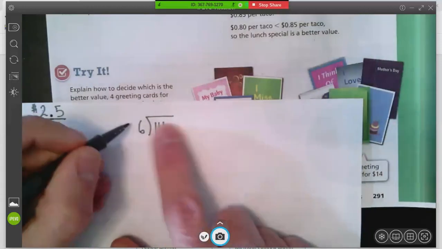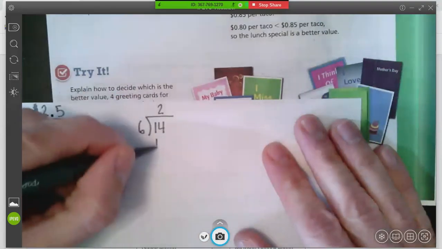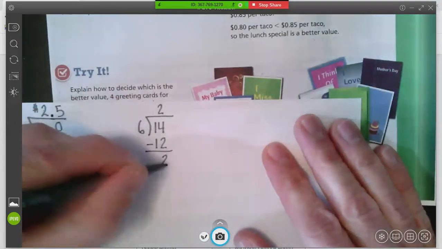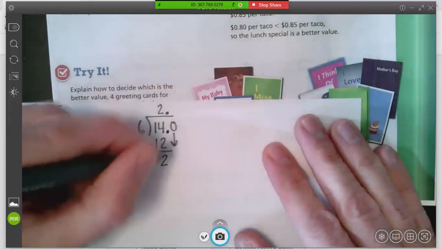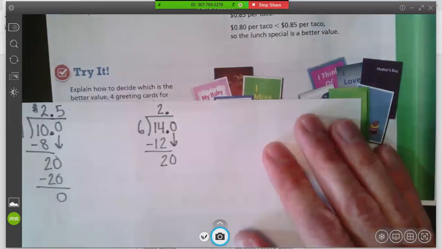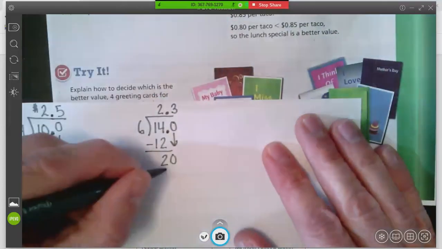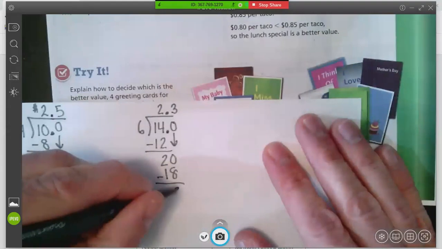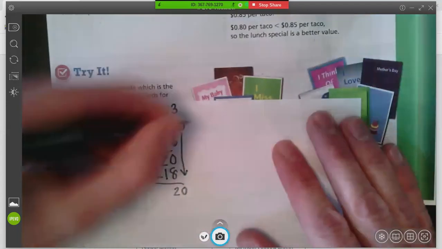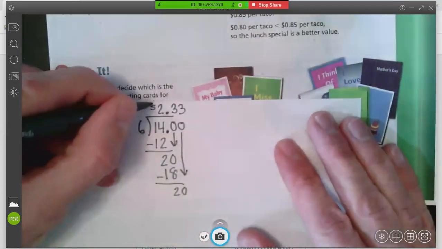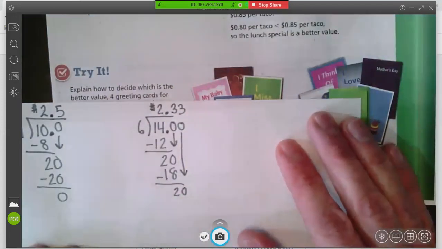So how many times does 6 go into 14? 2. 12. Very good. Down the 2. I'm going to put my decimal point there. Bring down the 0. How many times does 6 go into 20? 3. Okay, 18. Uh-oh. Look at this. It's going to be repeating. Do you see how I get 20 each time? So we're going to keep this rounded to the nearest hundredth. All right? So what does that mean?